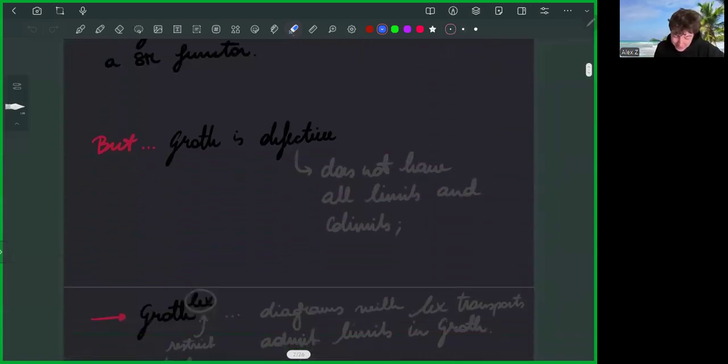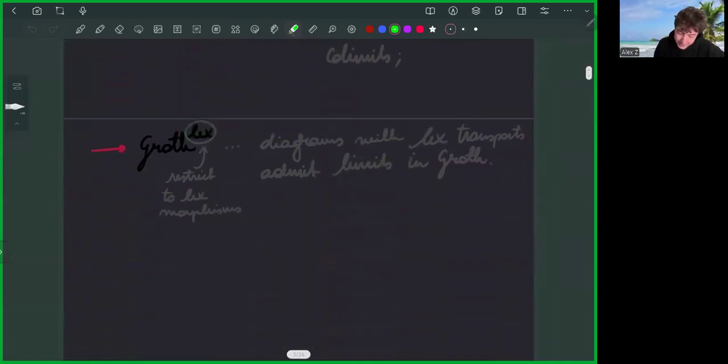Okay, but what did we learn in the last few talks? We learned that Groth itself is a little bit defective. So one thing is it doesn't have all limits and it doesn't have all colimits. That's sort of troublesome in some sense.